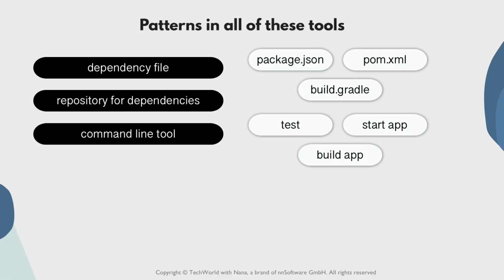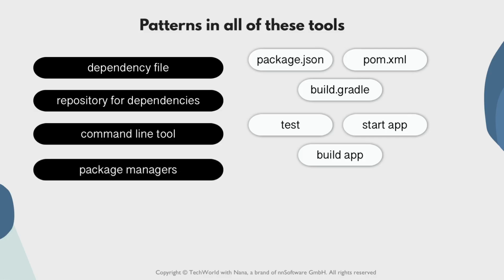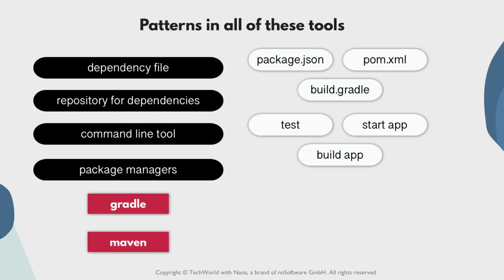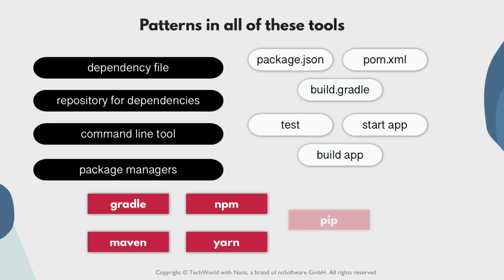These tools manage the dependencies, so they help you download the libraries and code dependencies that your application needs. So they're package managers. And as we saw, each language has its own. Gradle and Maven are package managers for Java. JavaScript has npm or yarn. Python has pip, and so on.